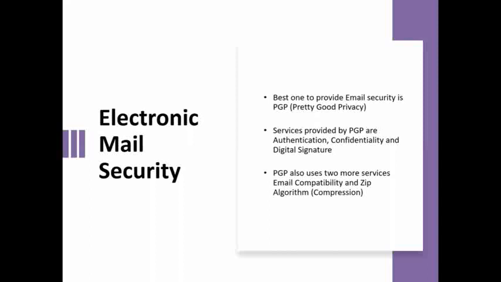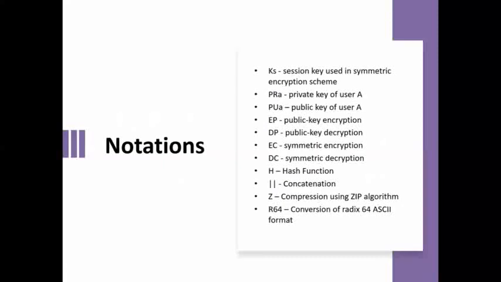Now we will see in detail authentication, confidentiality, and digital signature. Before going to PGP, we are going to learn some notations we will use here. First one is KS. KS is the session key. It is used in the symmetric encryption scheme. We already know that in a symmetric encryption scheme, the sender and receiver use the same key for both encryption and decryption.